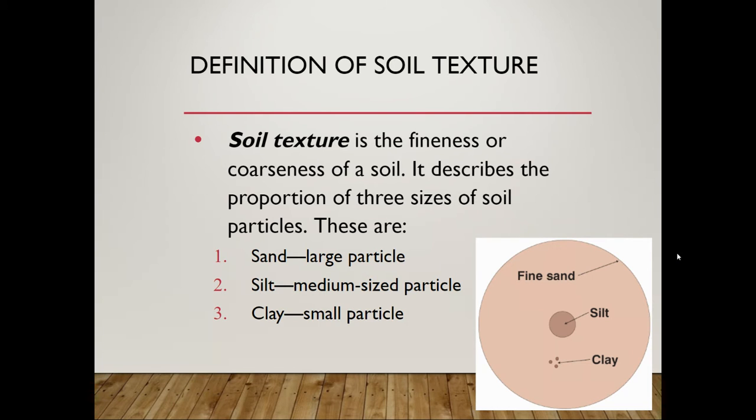And on the picture on the right, you can see how the sizes of these different particles relate to one another. Notice that clay is the smallest, then silt, then sand. So the percentage composition of each of these three individually will give you the soil texture, and we can actually use charts to figure out the name of soil based off the percentage composition of these three particles.